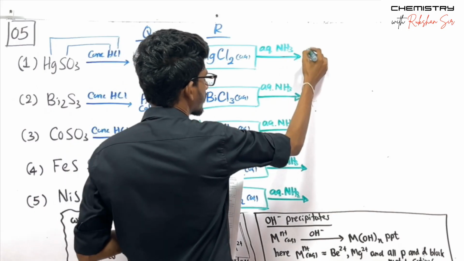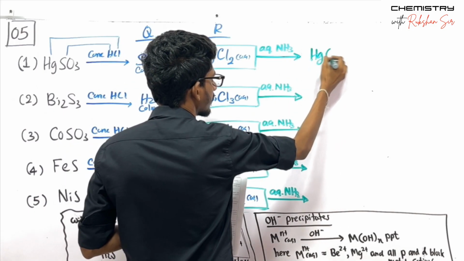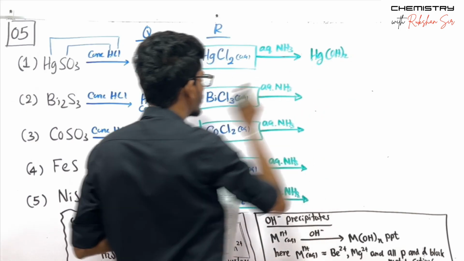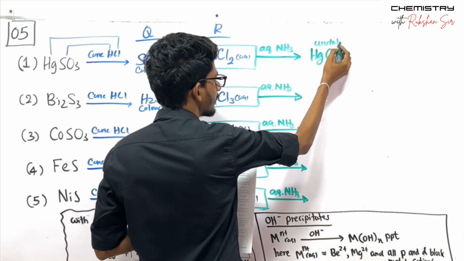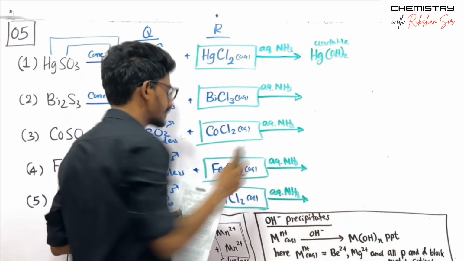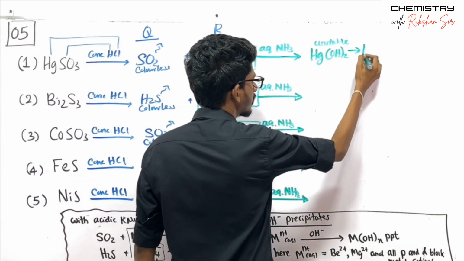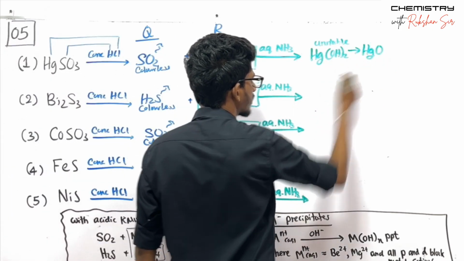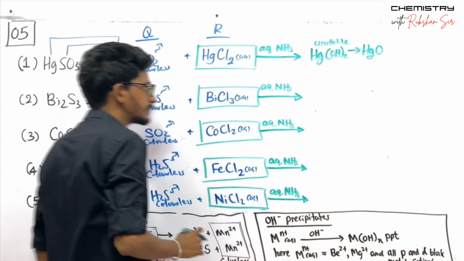So mercury hydroxide will produce, and we had discussed this, as this is unstable, it is kind of an inert metal hydroxide. Inert metal hydroxides are unstable and will convert to mercury oxide. This is whitish and this is yellowish.